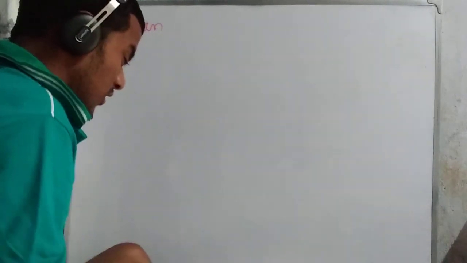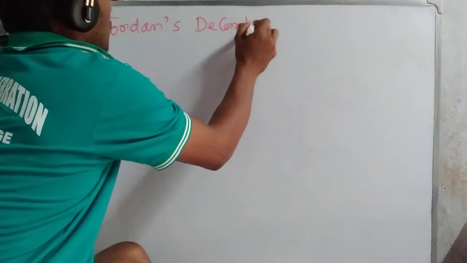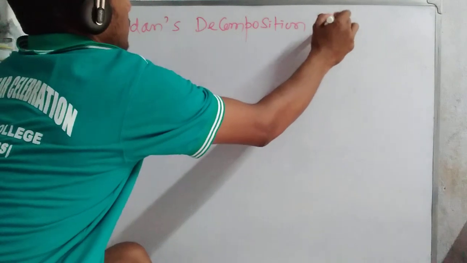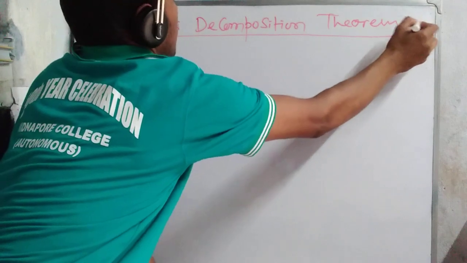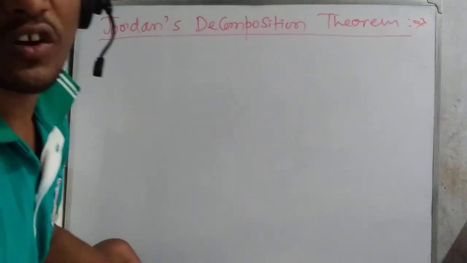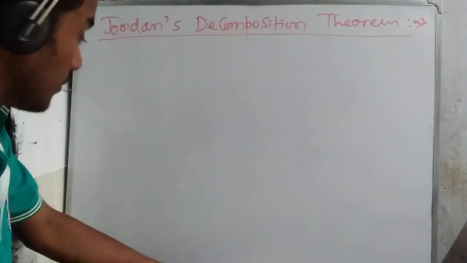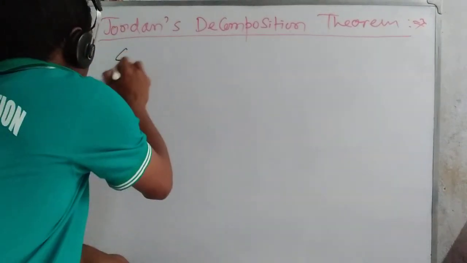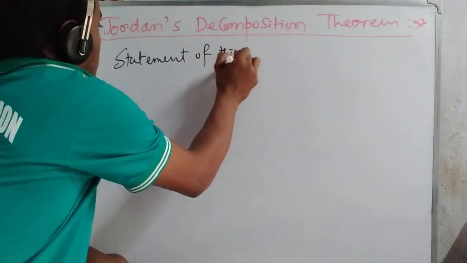Today I talk about one important theorem related to measure theory. This one is the Jordan decomposition theorem. We start this theorem and write the statement first. The theorem name is the Jordan decomposition theorem. Now we go to the statement of this theorem.